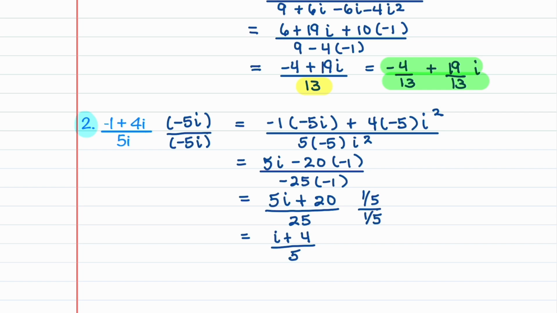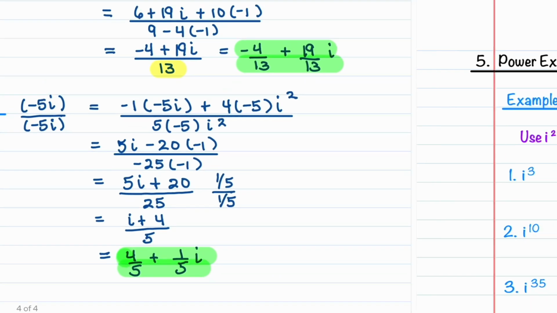And now let's rewrite this. This is equal to 4/5 plus 1/5 times i. And that's our final answer. Hopefully you're starting to get the hang of this. Let's look at a few more examples.